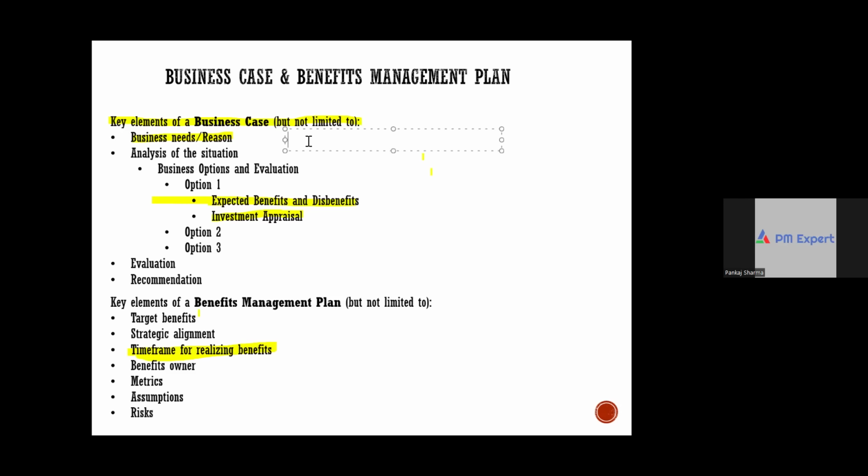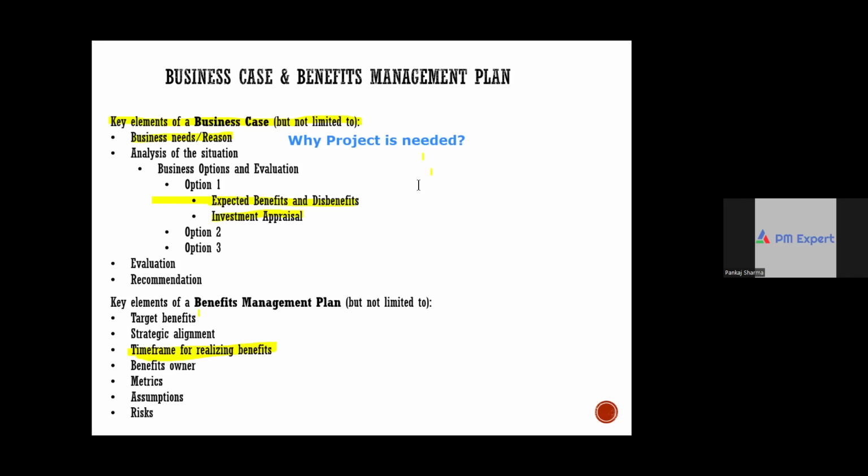Now, what is the meaning of business needs or reason or purpose? See, tell me why you need the project. Which problem does it solve for you? Is it important for you to understand or not before you start working on the project? Yes. Right? Which problem does it solve? So first thing is you should understand why you require this project. What is the business problem this project is solving? Right? So this is the business need or reason or purpose element of the business case.